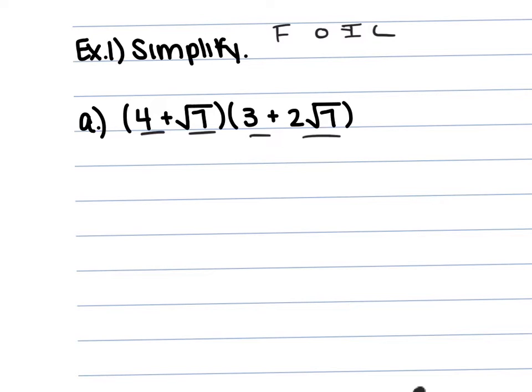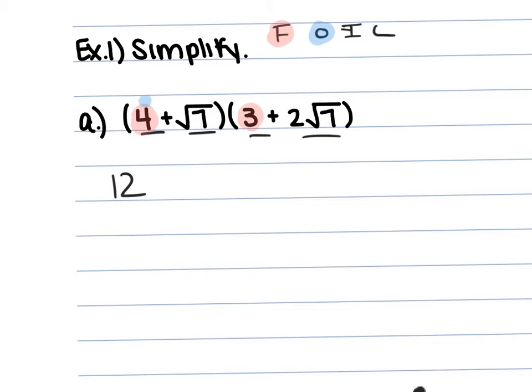So here is the F part. I'm only going to color code the first one. After that, I'm not going to do it. There's the first thing. First times first. What is 4 times 3? 12. And then I'm going to do outer times outer.